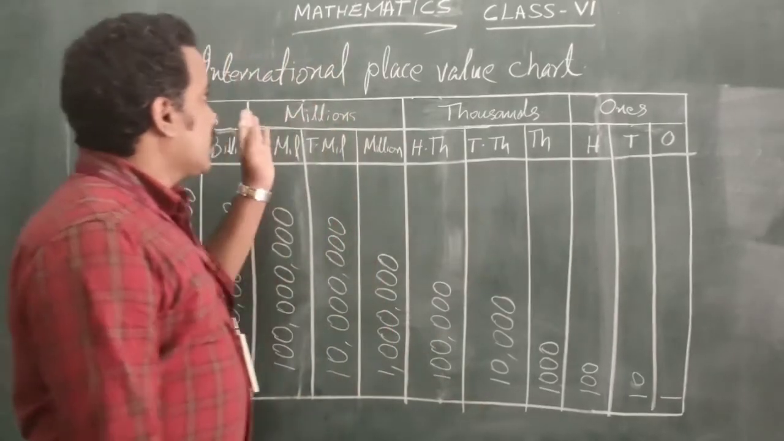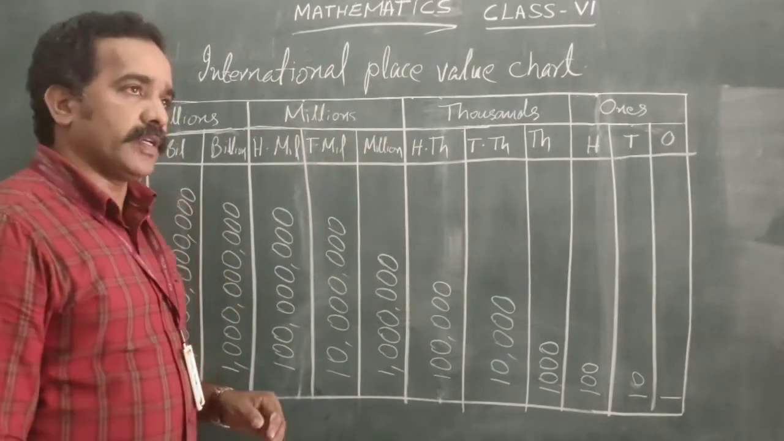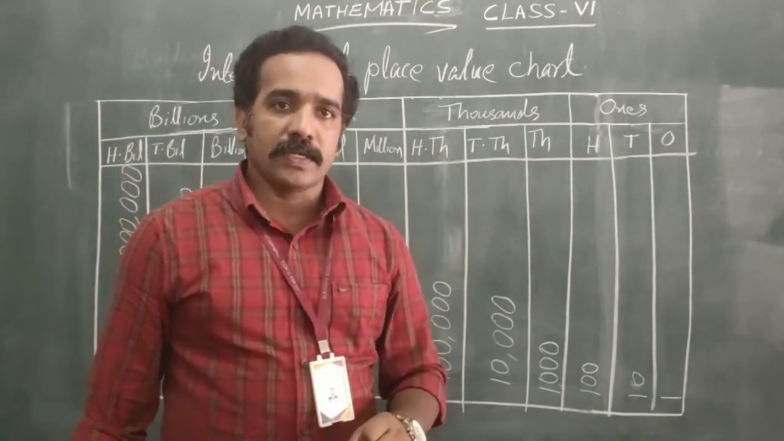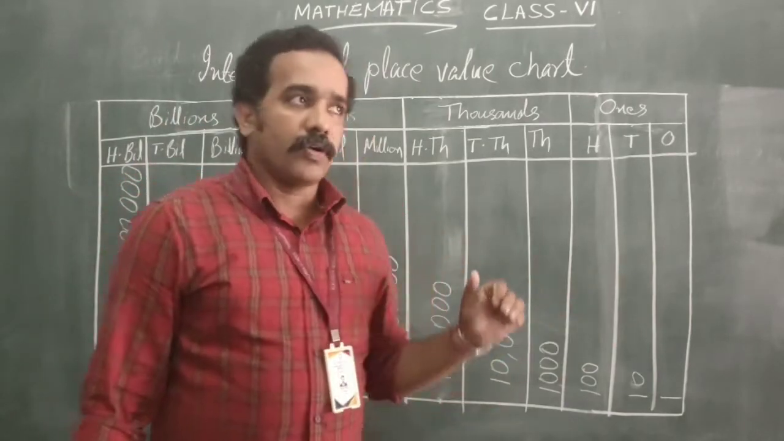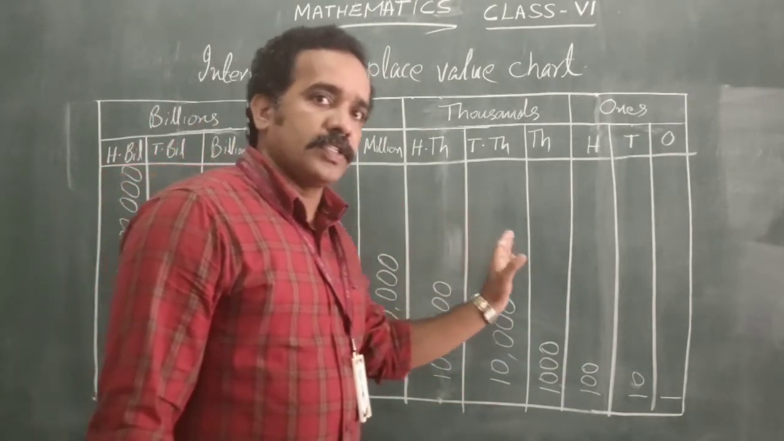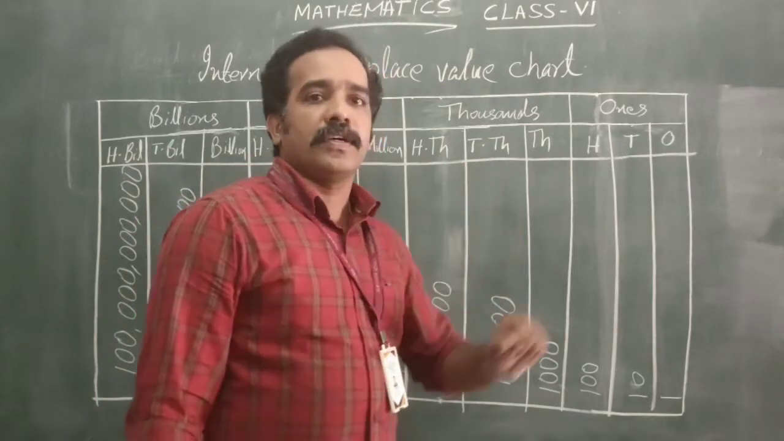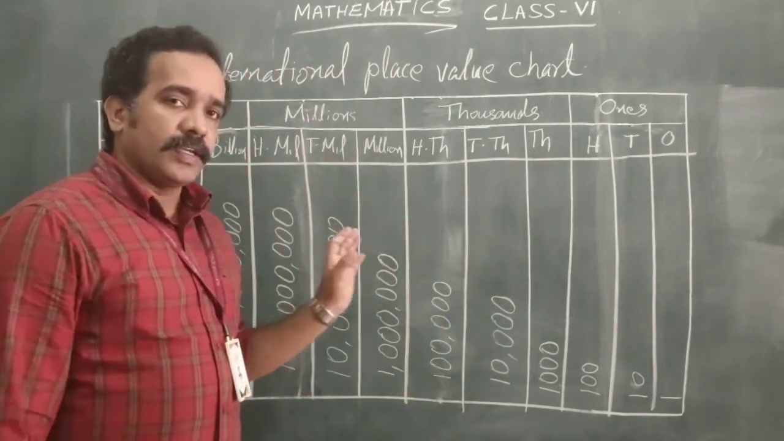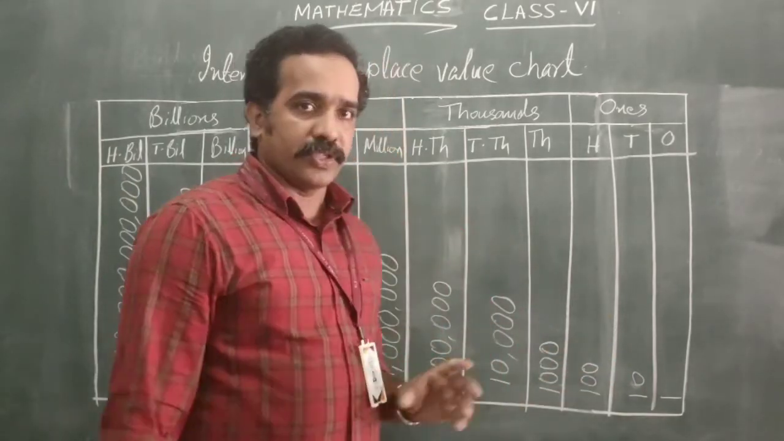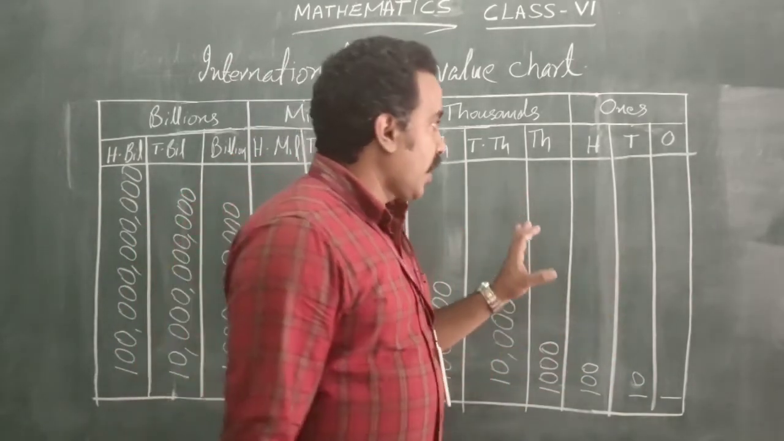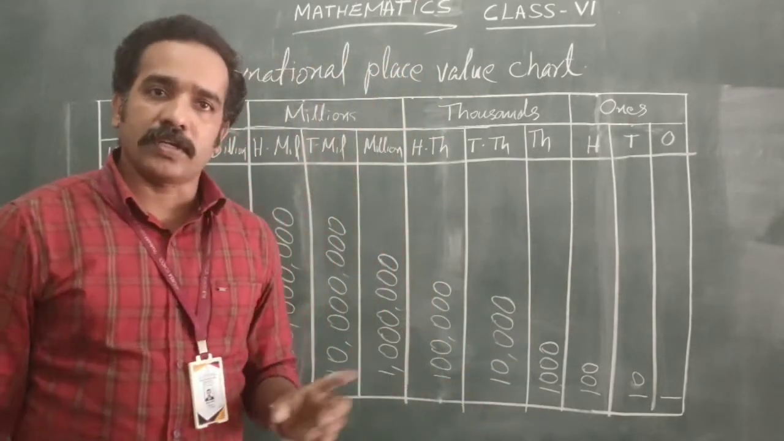Now let us see the international place value chart. In the Indian place value chart, if there are 7, 8 and 9 digits, then we can use up to crores. If a 5-digit number is there, it is 10,000.